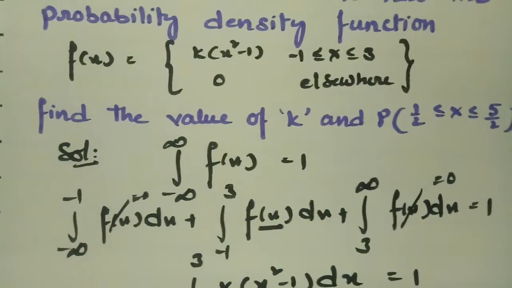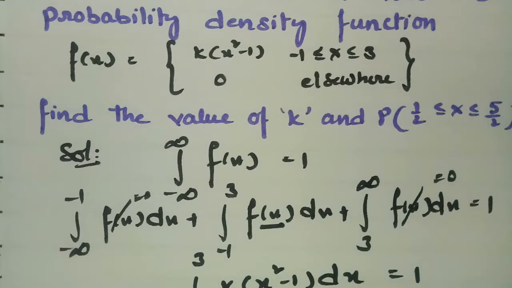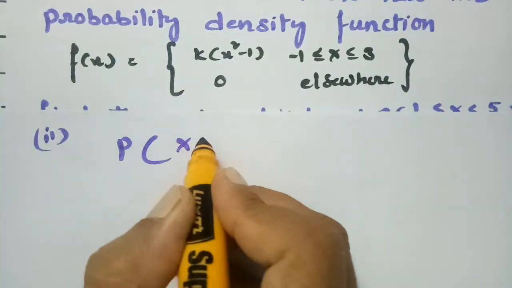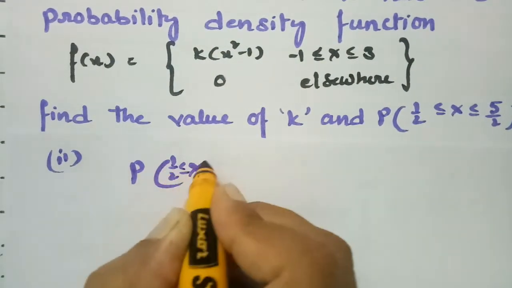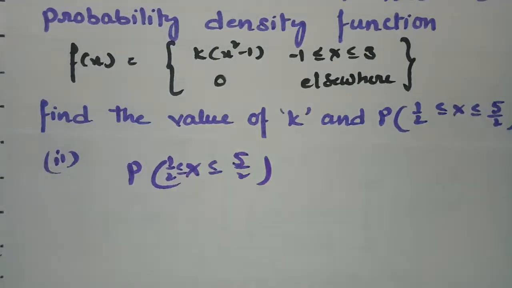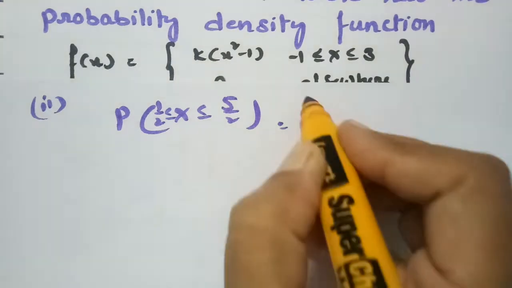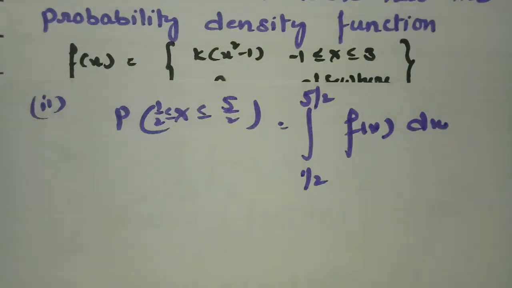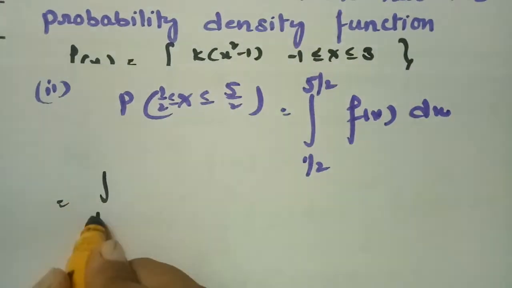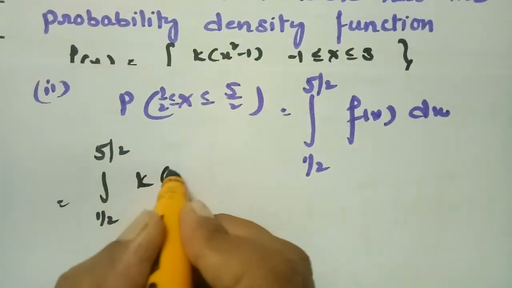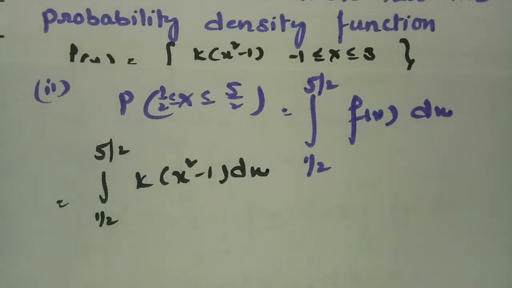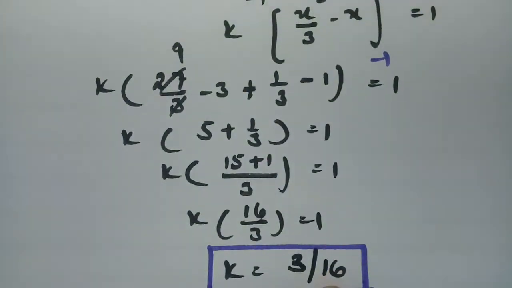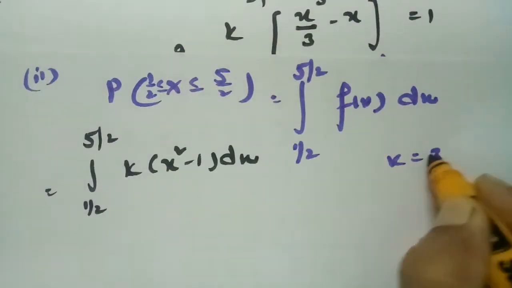And the next thing here is, again we have to find the probability when x lies between half and 5 by 2. So the second question here is the probability when x lies between half and 5 by 2, that is half less than or equal to x less than or equal to 5 by 2. Which is equal to the integral from half to 5 by 2 of f of x dx. So this value will be the integral from half to 5 by 2 of k into (x square minus 1) dx. As we know, just now we found the k value. What is our k value? That is 3 by 16.